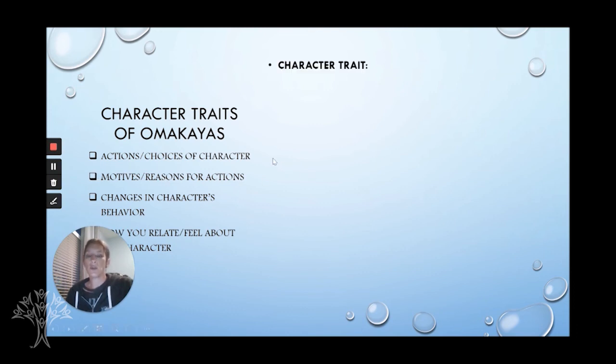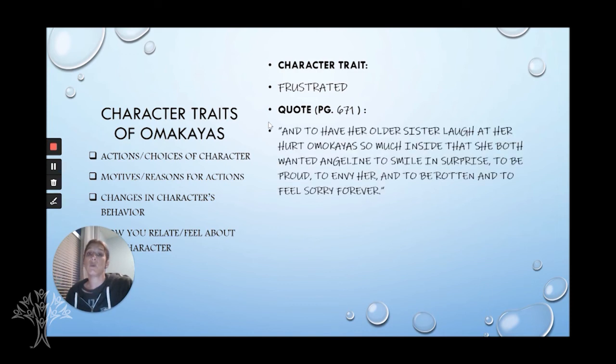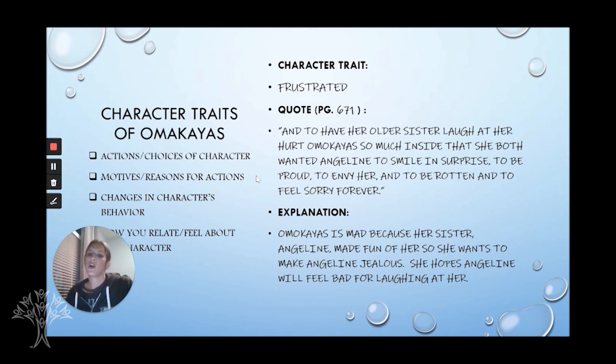As you fill out your paper, you're going to create a list and you're going to do a character trait. The character trait I chose as an example was frustrated. And the quote I received was from page 671. Here's the exact quote: "And to have her older sister laugh at her hurt Omachias so much inside that she both wanted Angeline to smile in surprise, to be proud to envy her, and to be rotten and feel sorry for her forever." And then the explanation: Omachias is mad because her sister Angeline made fun of her, so she wants to make Angeline jealous. She hopes Angeline will feel bad for laughing at her.